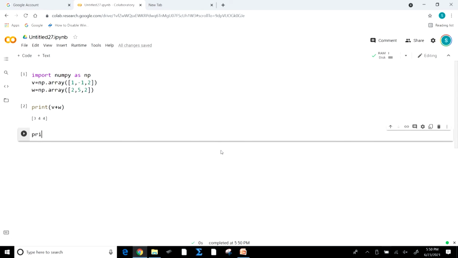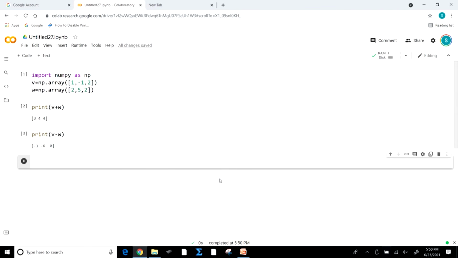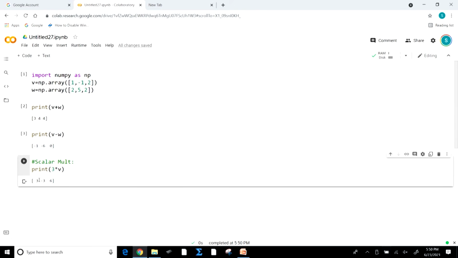Similarly, you can print V minus W. You can see minus 1, minus 6, 0. Then you can see scalar multiplication. I will print 3 star V, meaning 3 times V. You can see 3, minus 3, 6: 3 into 1 is 3, 3 into minus 1 is minus 3, 3 into 2 is 6.